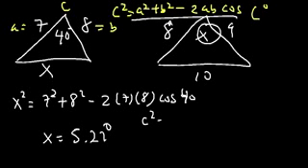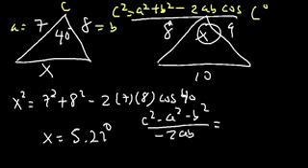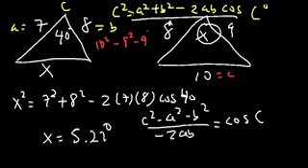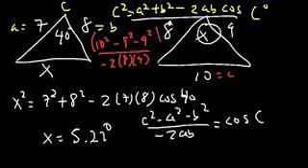Use this one: c squared minus a squared minus b squared divided by negative 2ab is equal to cosine c. So c squared is 10 squared, a squared is 8, not b squared is 9 squared, divided by 2 times 8 times 9. So let's just type that in. You may have to use parentheses though, if you're going to type it exactly the way you see it in your calculator.